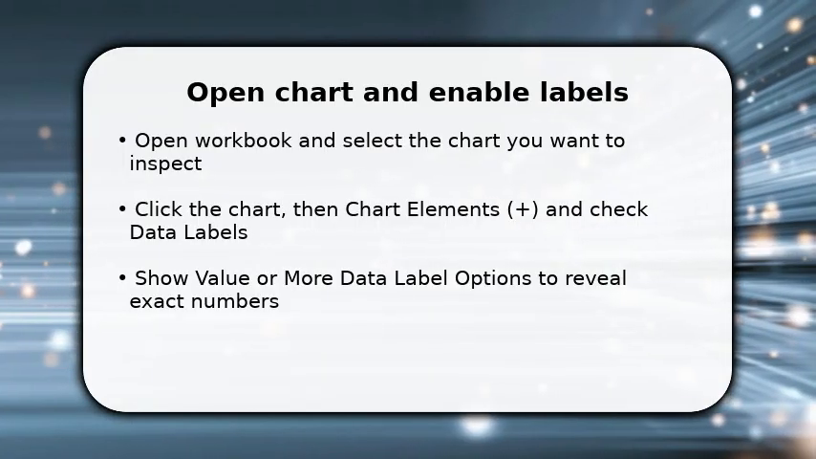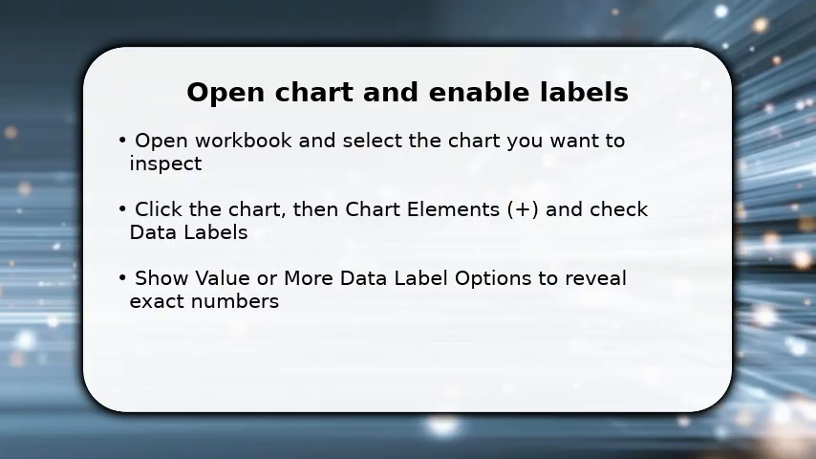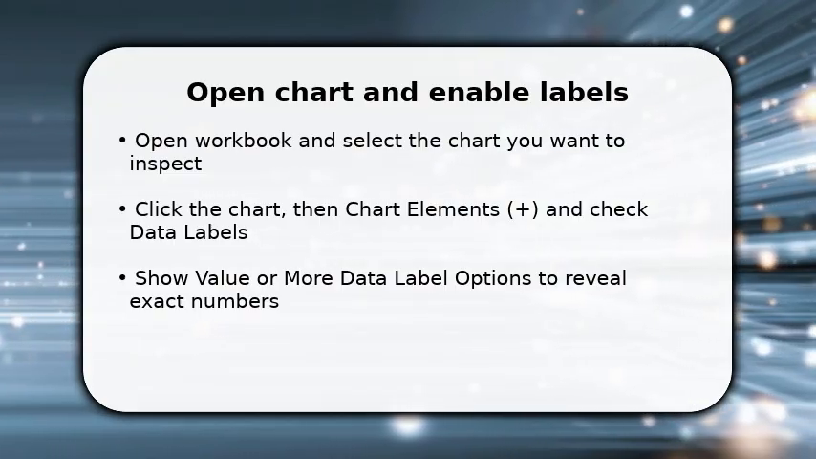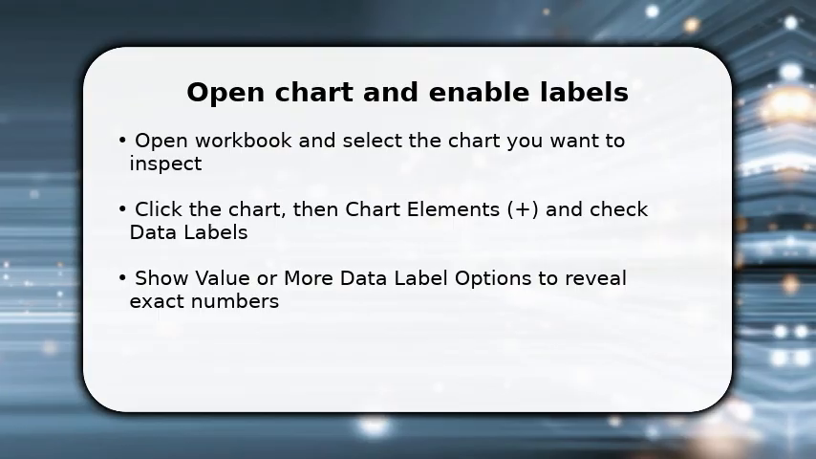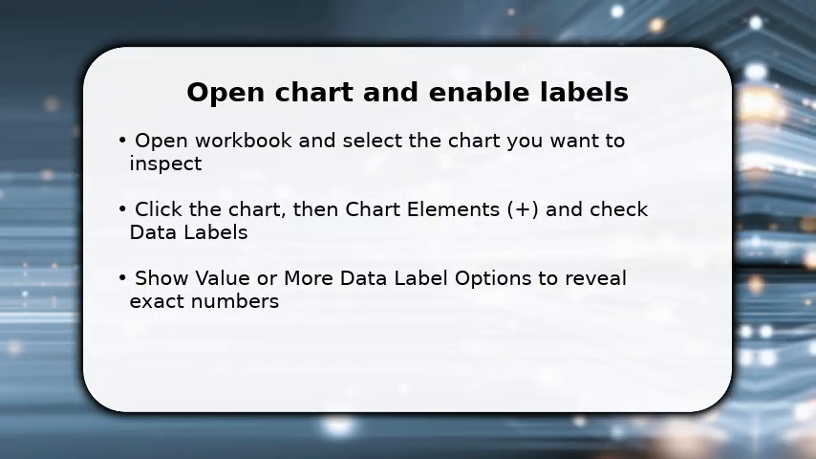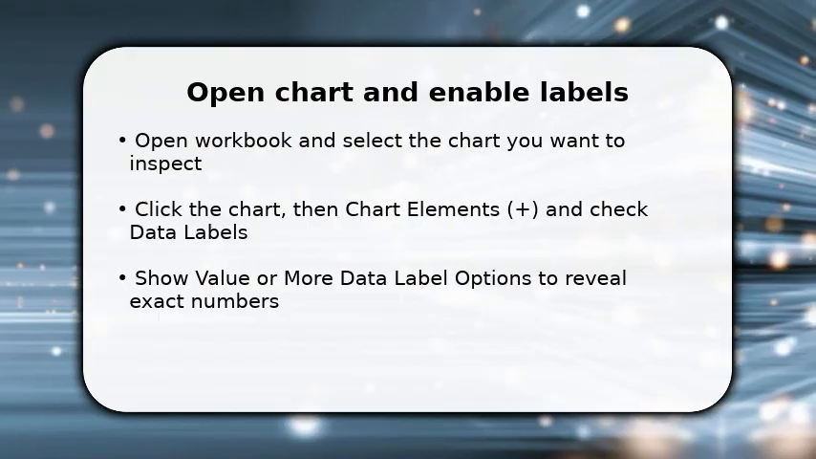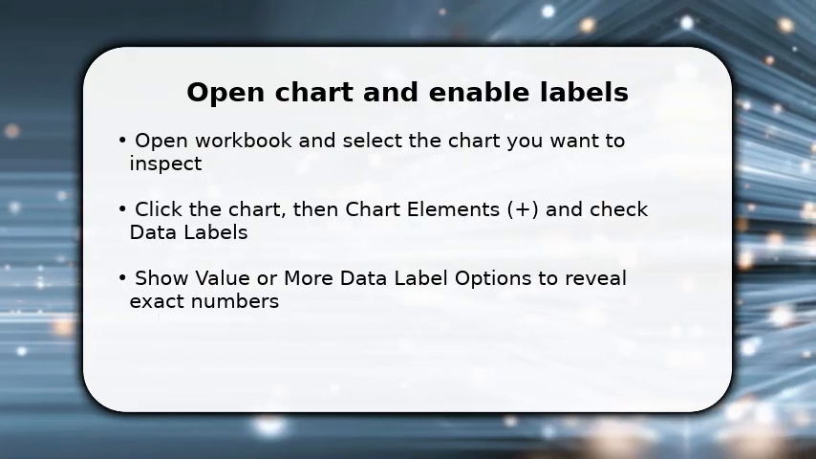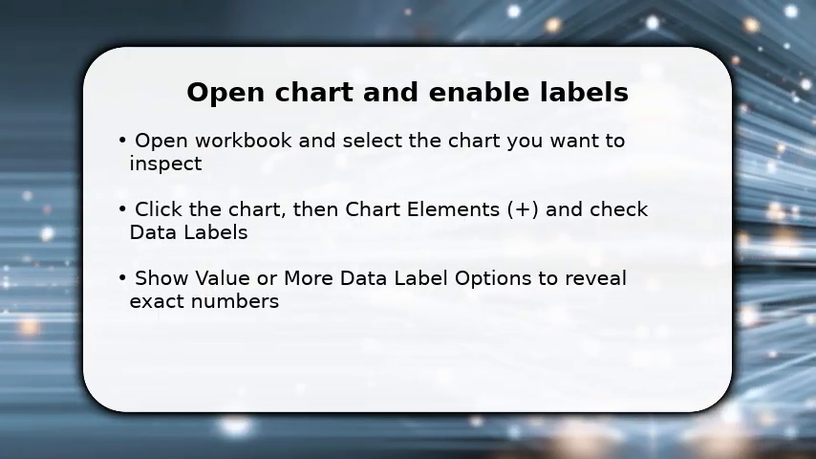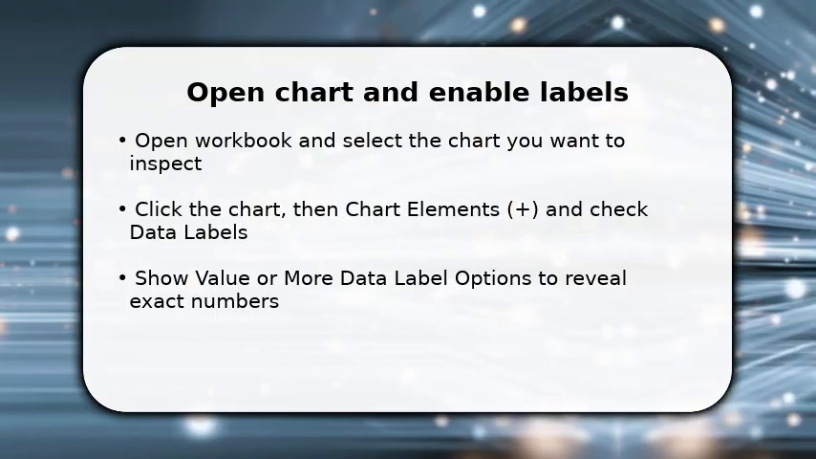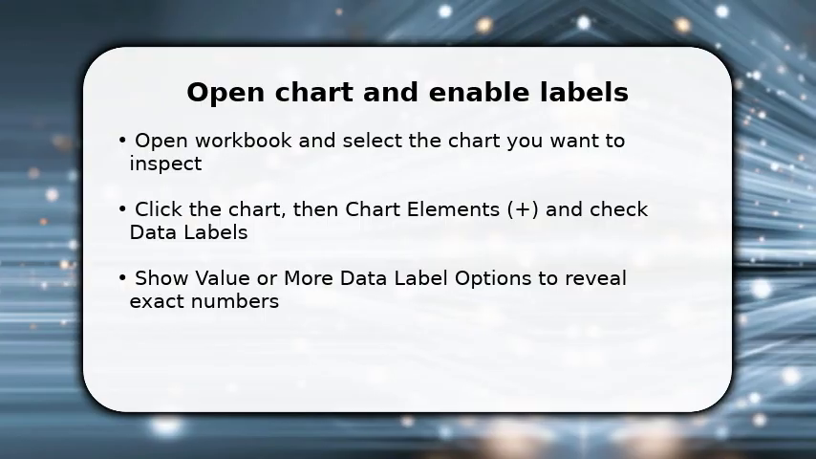You already have the chart open, so start by selecting it and turning on data labels. This gives immediate numeric readouts. Once done, choose a label option that shows the Y value, or pick more data label options to display X and Y if available. Make sure the source data range is correct so labels match the plotted points.